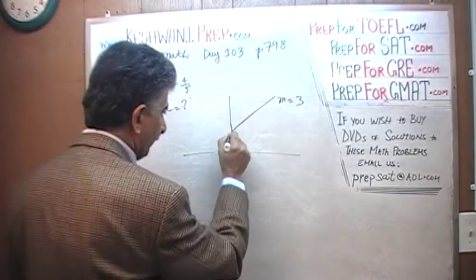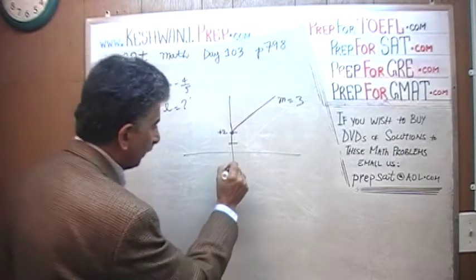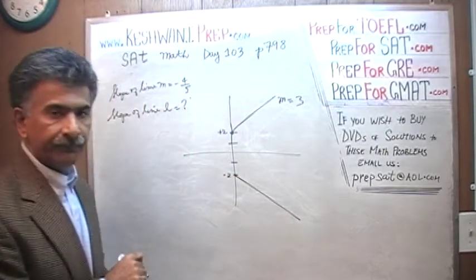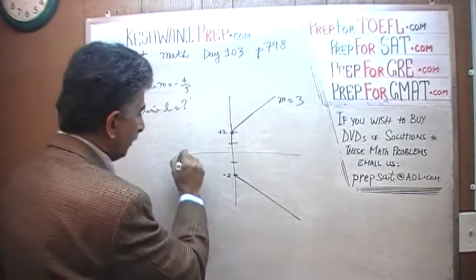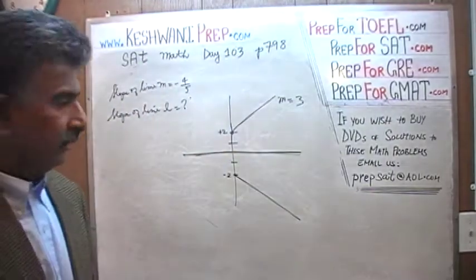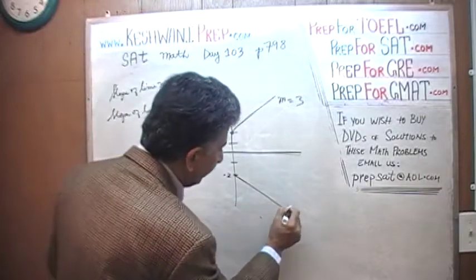Then whatever it is, for example, if this point is positive 2 here, we would have gone to negative 2 right here, and we would have drawn a line like that. And that would be the reflection along x-axis. Think of x-axis as the mirror, and if you were to put the mirror here, what you will see is the reflection here with the slope of negative 3.